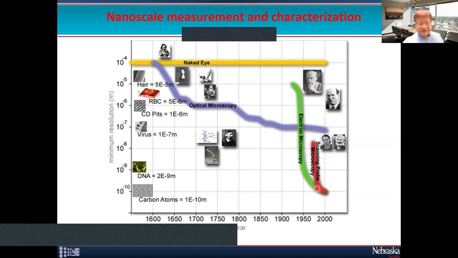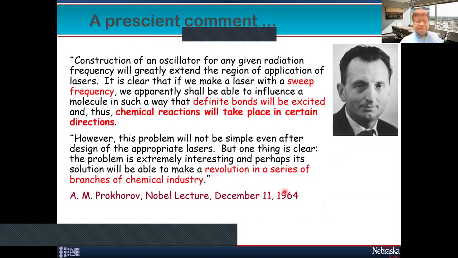And now we have another aspect, which was given by a Nobel laureate, Prokhorov, a Russian scientist, who got the Nobel Prize 60 years ago. He gave a talk about his view of how light can interact with materials. And he said that a sweep frequency, meaning tunable lasers in our current terminology, if we have wavelength tunable lasers, then we can control chemical reactions. So definite bonds will be excited and the chemical reactions will take place in certain directions.